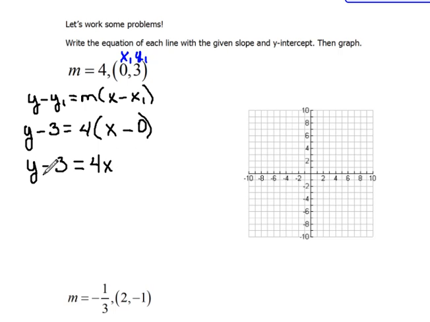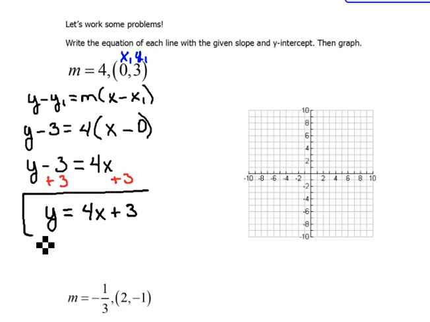Now, it's still not in the best form, so we need to add 3 to both sides to get rid of everything away from the y. So this would be y equals 4x plus 3. Now this is in slope-intercept form, which is generally how you're going to be writing your answers each time, either in standard form or in slope-intercept form. But this is our best form for graphing usually. So we can use that then to go ahead and draw in our graph.